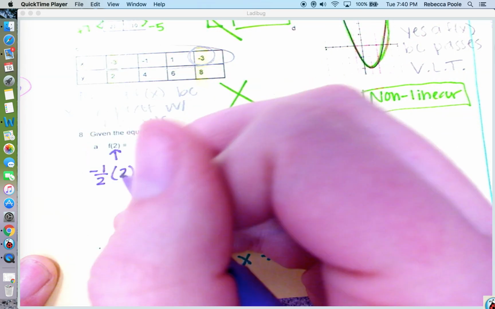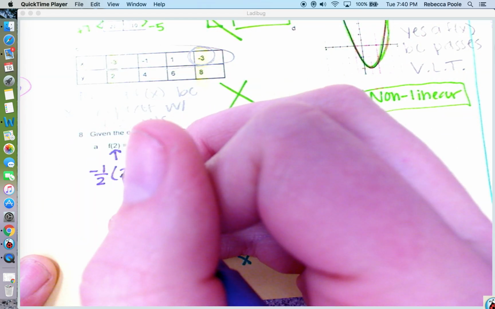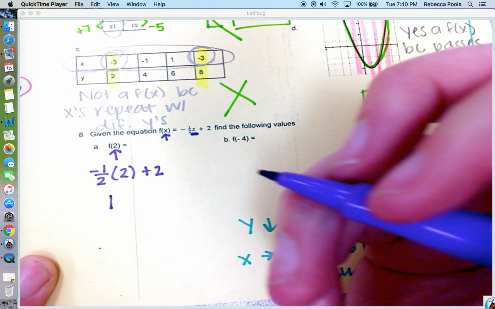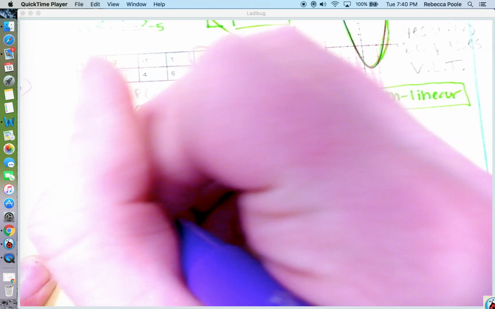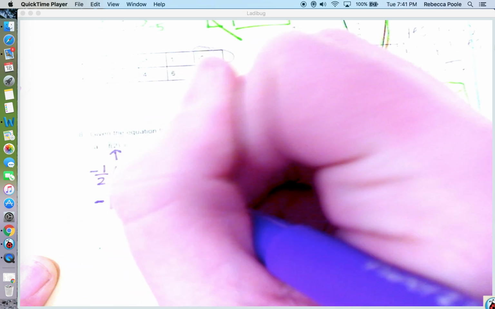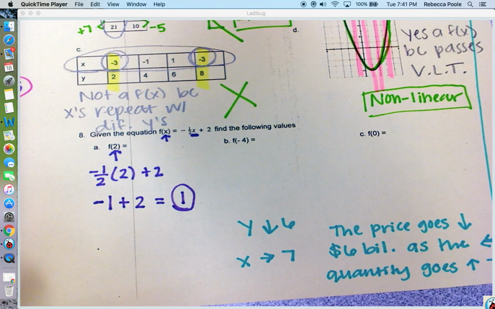So negative 1/2 times 2. If you take half of 2, that's just 1, right? And it should be negative. Negative 1 plus 2 is going to give me positive 1. So that's how you would find f of 2, okay?